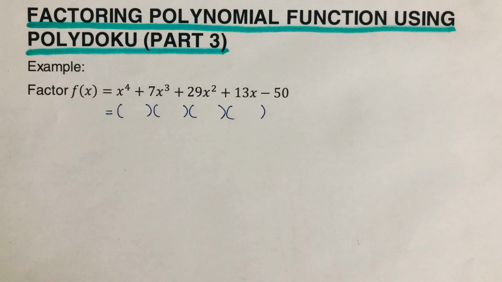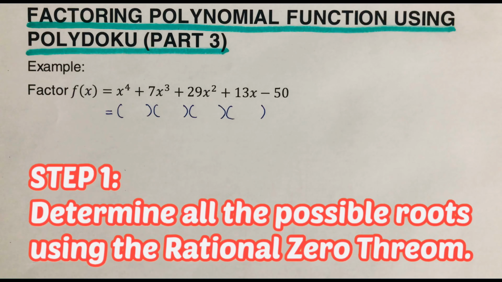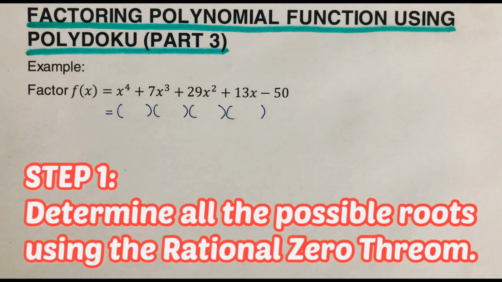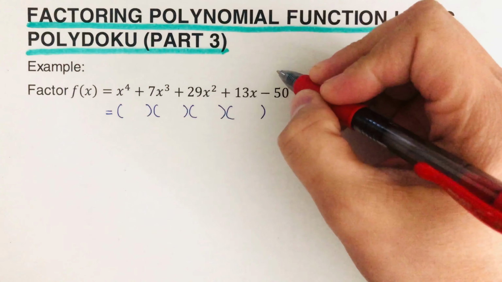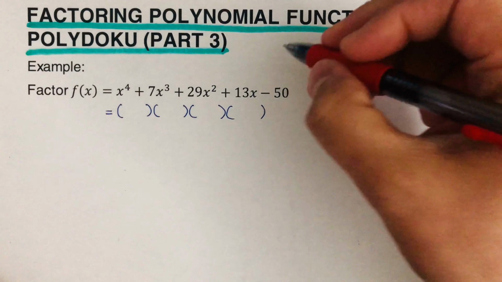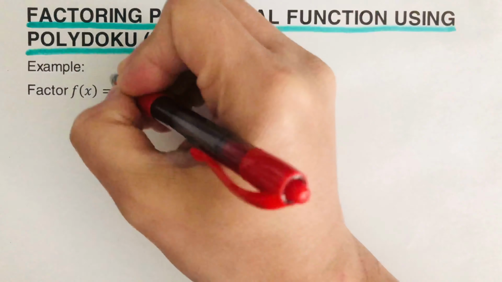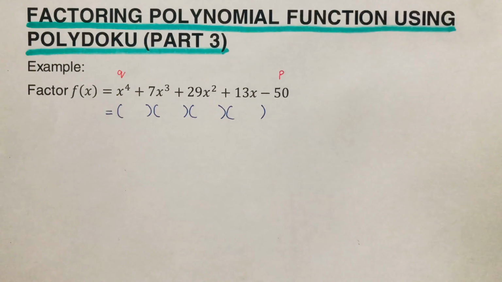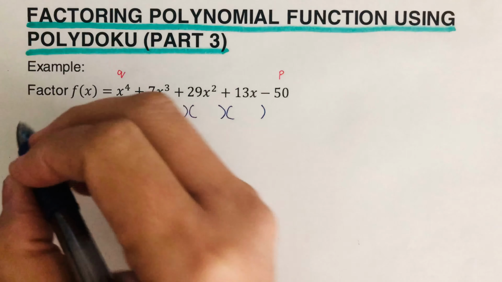There are steps that we need to follow in order to determine these factors. The first step is to determine all the possible roots using the rational zero theorem. Please remember that in the rational zero theorem, we're supposed to determine the factors of both P and Q. This will be our P and this will be our Q. So let's determine the factors for both of them.